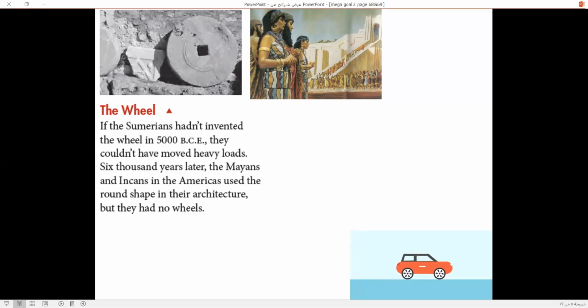Looking back. Inventions and discoveries that changed history. We often wonder if things might or could have been different. Would the world be a better place? What are the advantages or disadvantages of different inventions? The wheel. If the Sumerians hadn't invented the wheel in 5000 BCE, they couldn't have moved heavy loads. 6,000 years later, the Mayans and Incans in the Americas used the round shape in their architecture, but they had no wheels.